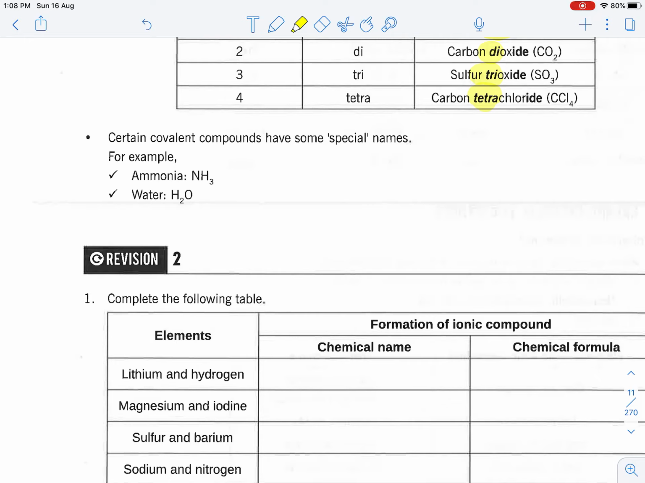Ammonium is NH4 plus, that's the charge of the ion. For any chemical formula, there shouldn't be a charge at the top. It should balance out.